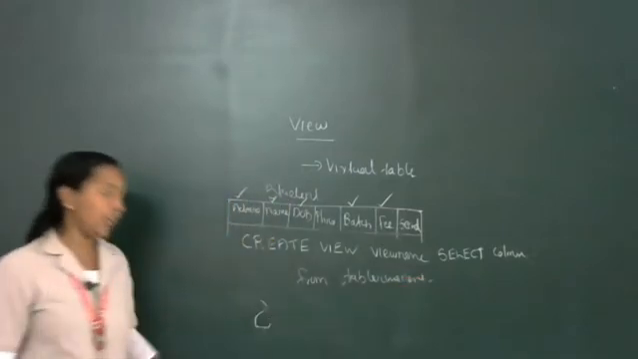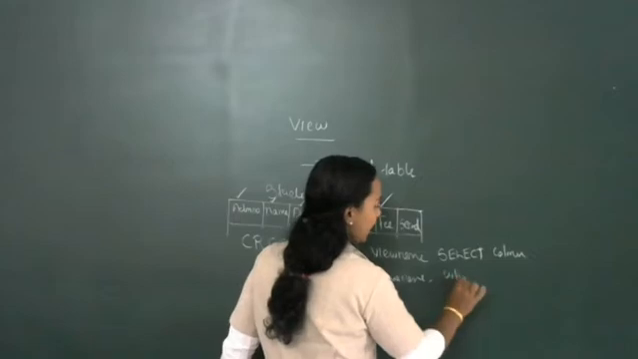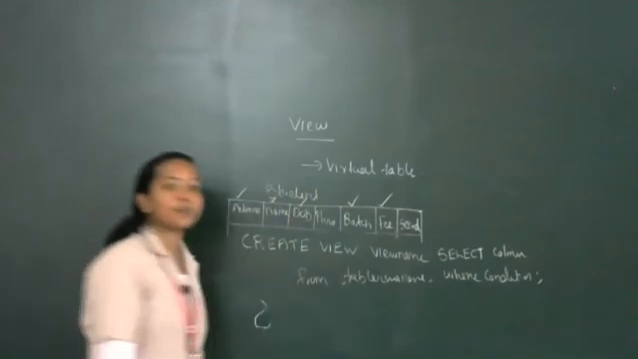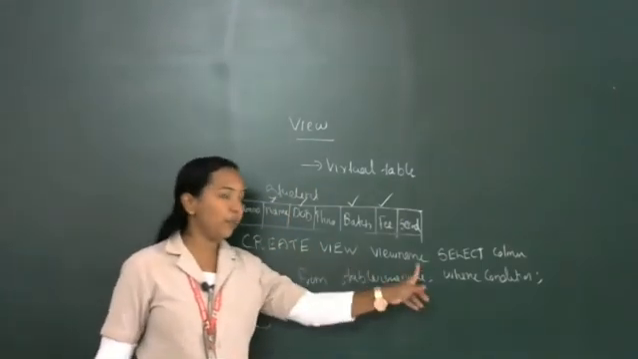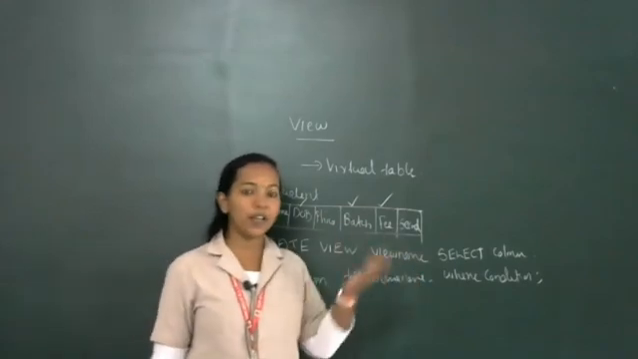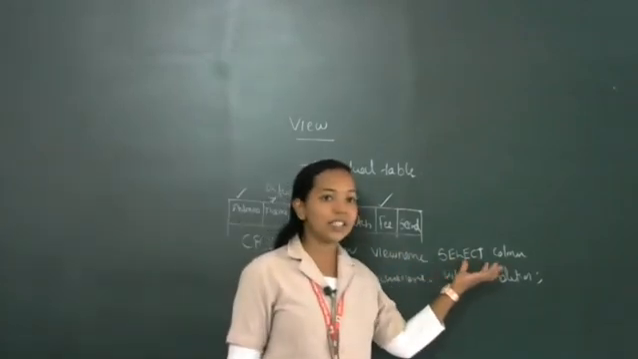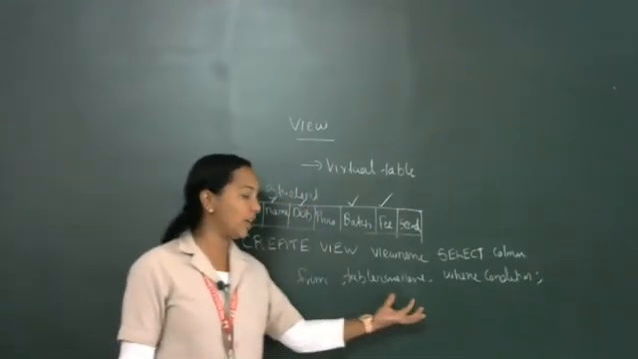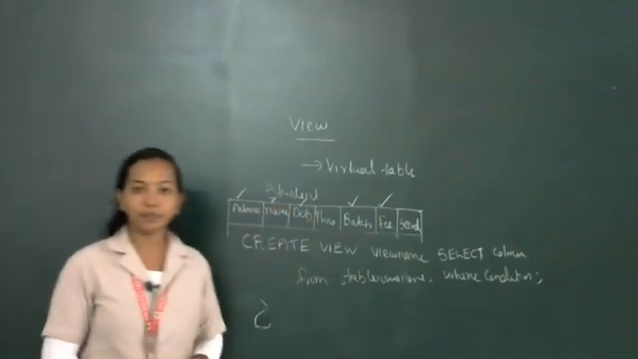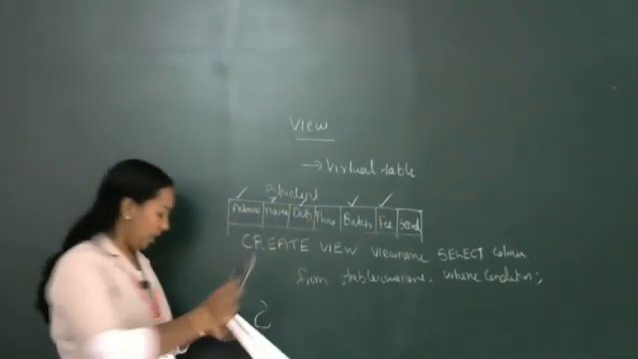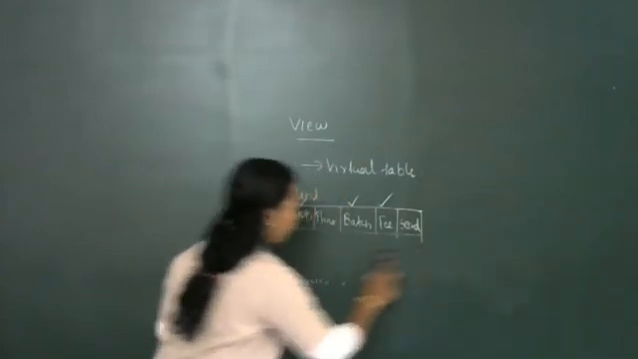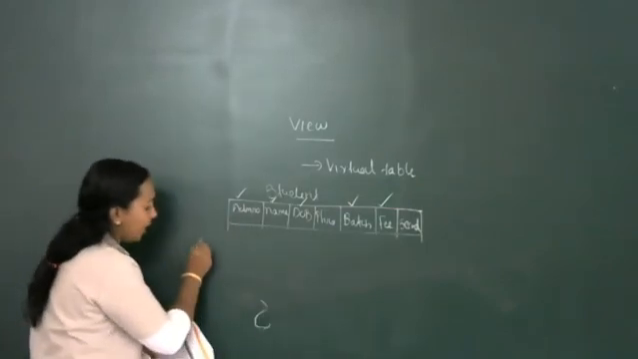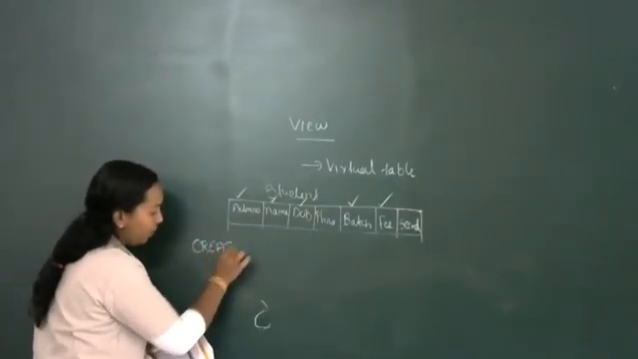Then you specify the condition with a where clause. That means create view name: we are giving a new name. Then after that select the columns, specifying all the column names along with the table name, then the condition. Then I will write one example to indicate the working of view. The example is create view.